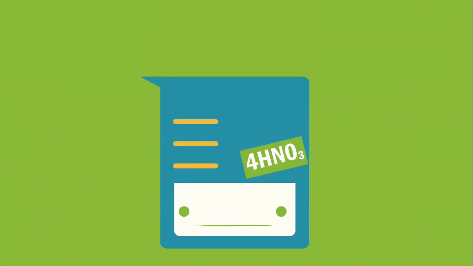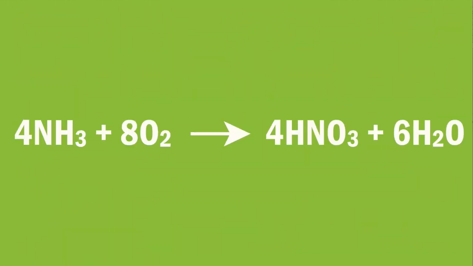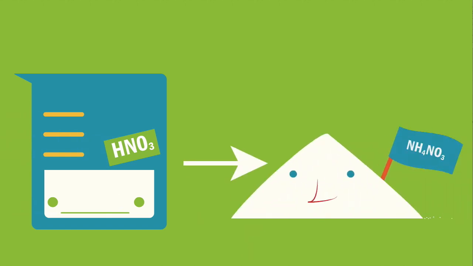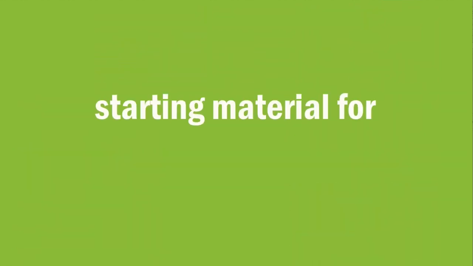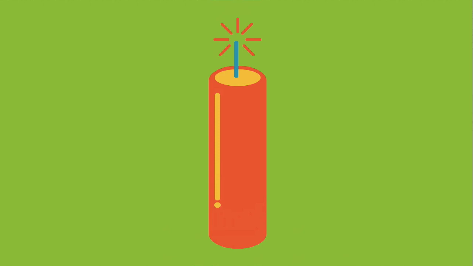By combining these equations, we get this overall reaction to produce nitric acid from ammonia. Nitric acid is used in the production of ammonium nitrate and other nitrate-based fertilizers. It is also used as a starting material for many explosives, a common one being TNT, or trinitrotoluene.